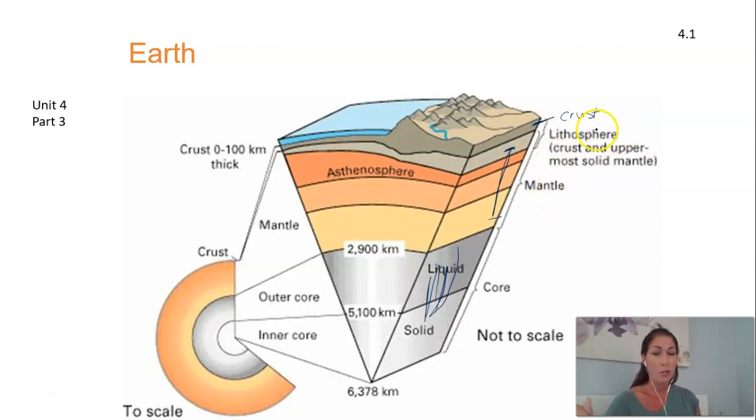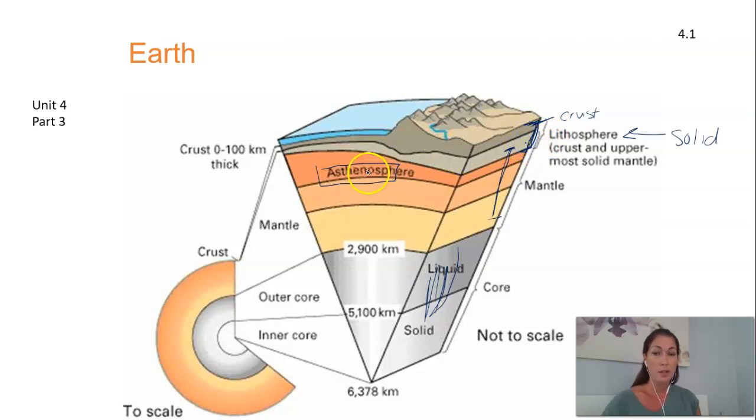So two important words here are our lithosphere and our asthenosphere. So the lithosphere contains crust and a little bit of mantle. Now the key thing about the lithosphere is that it's all solid. So they are solid plates. So the lithosphere contains the entirety of the crust and a little bit of the upper mantle that's solid.